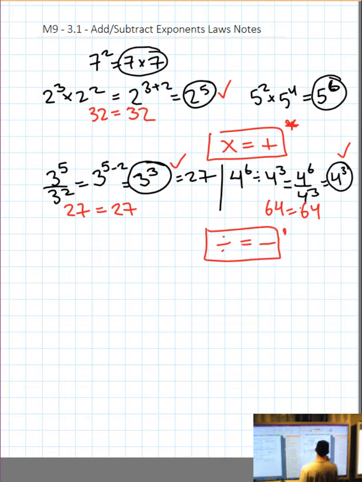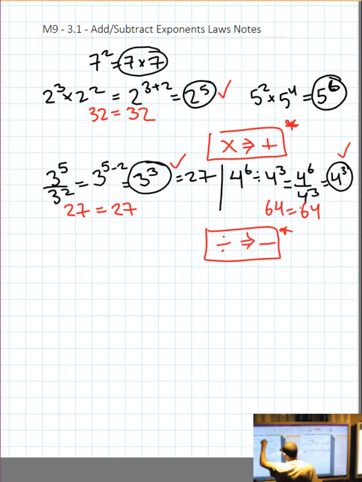Again, I'm going to put an asterisk because it's not exactly that. You know what? I'm going to turn those equal signs in both of those boxes to arrows. A little bit better. Maybe you don't need the asterisk, but multiplying means add the exponents. Dividing means subtract the exponents.